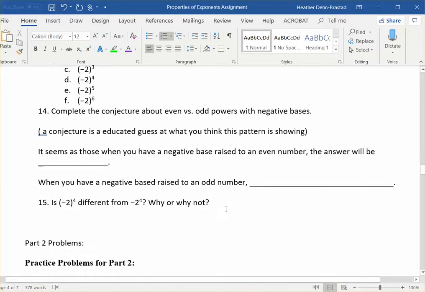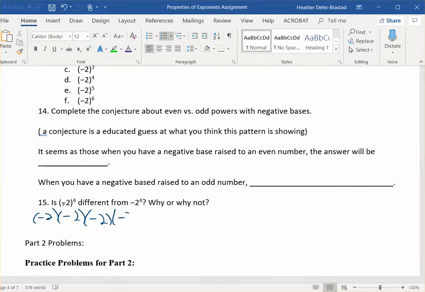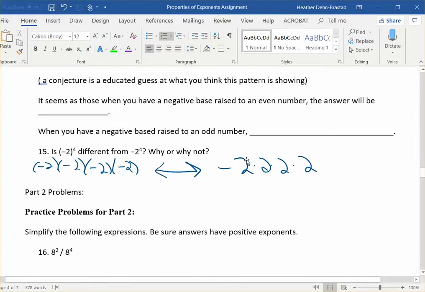Number 15, the answer to this is definitely yes. So you look at the values that you would get if you took negative 2 to the 4th power, and the negative is part of the base in this case. And in the second one, you just have a negative, and then you have 2 as the base. So see what happens with each of these, and whether you get the same answer or not, and what that means.